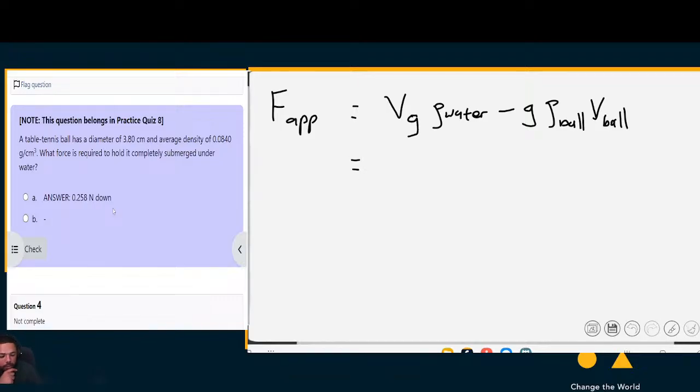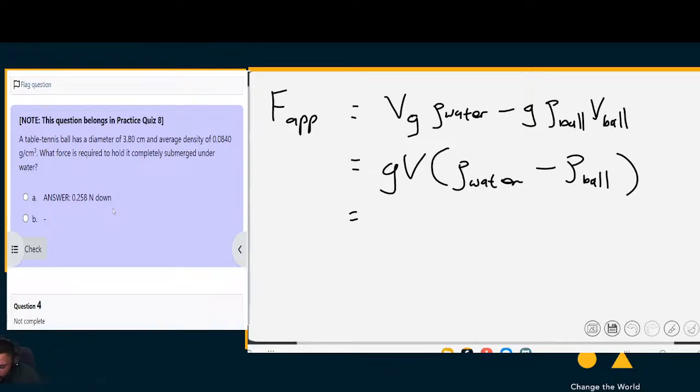Okay, you can simplify this by taking g out. It comes in both, so g can be taken out, and of course the volume of the water displaced will be the same as the volume of the ball. So you can take the volume out as well. So we'll have the density of the water minus the density of the ball. And that will give you the amount of force applied that you need to keep this tennis ball submerged.